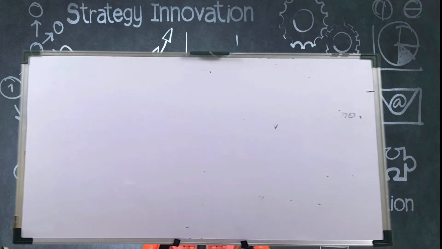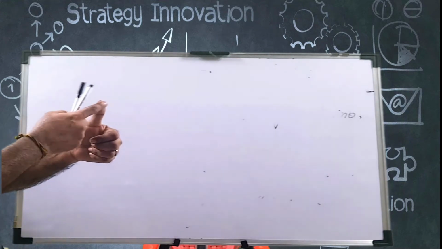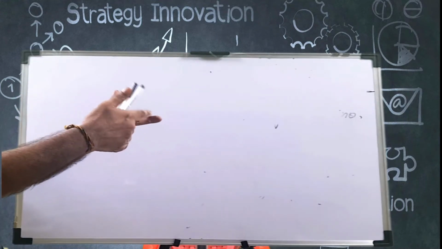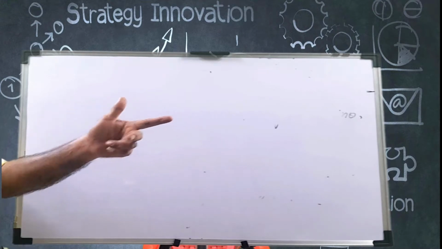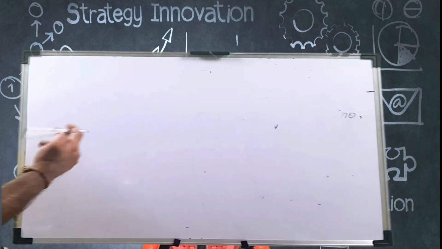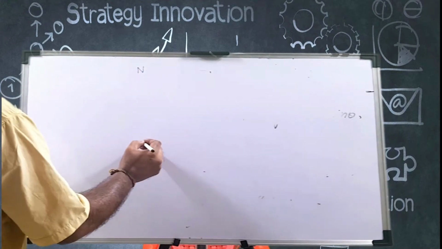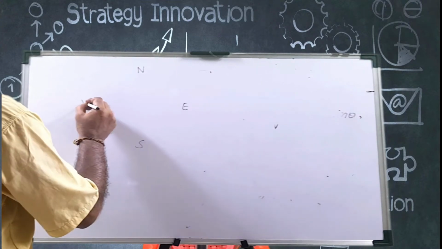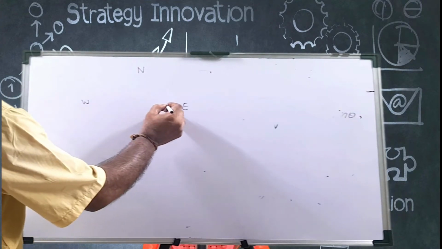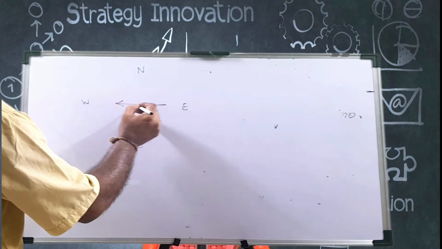So force is your father, magnetic field and current is this. I'll give an example. For example, let's imagine north, south, east, west. Imagine a charged particle moving in the east to west direction, let's say a proton.